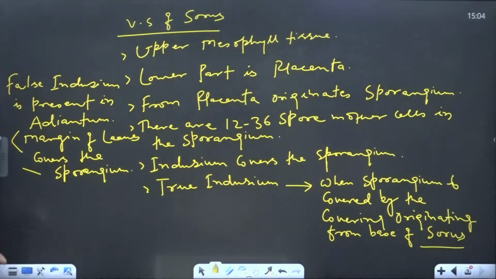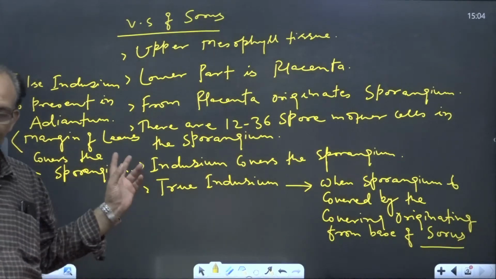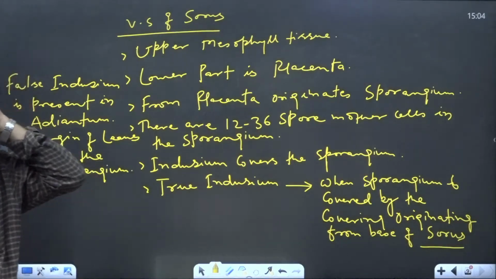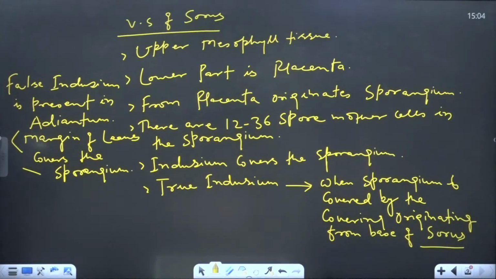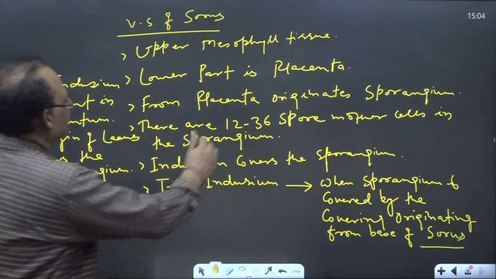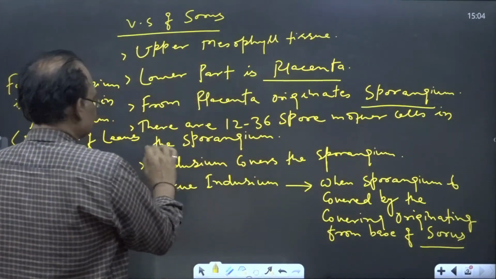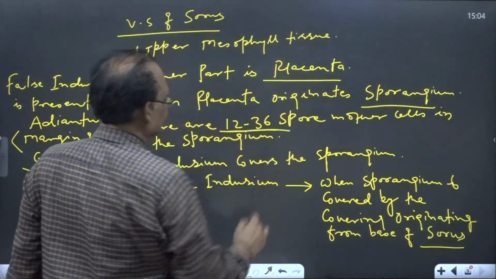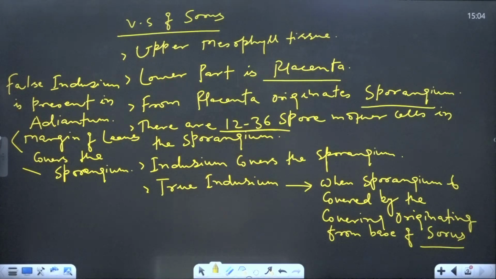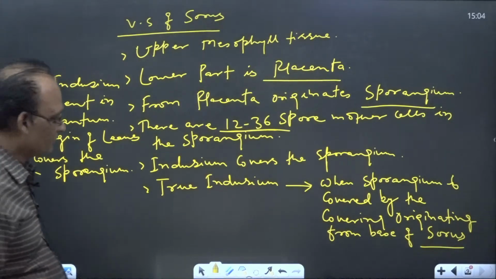If a question comes that where is true indusium found? Dryopteris. False indusium in Adiantum, right? So I told you, true and false, and examples. The sporangium originates from the placenta, and there are 12 to 36 spore mother cells in the sporangium, right? So this is about the vertical section of sorus. Clear? Okay.